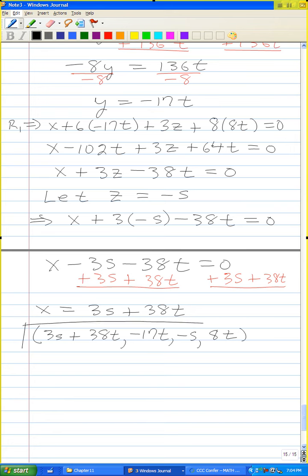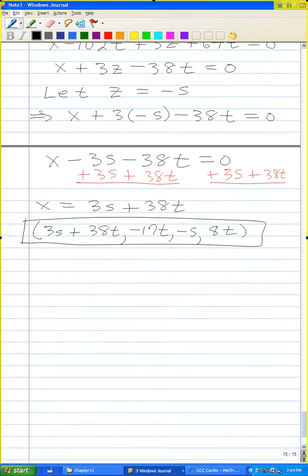And so this is a two-parameter family of solutions, which means that this is actually a plane in, let's see, this is 4 space. So this is a two-dimensional plane in a 4-dimensional space. So this is a two-parameter family of solutions.